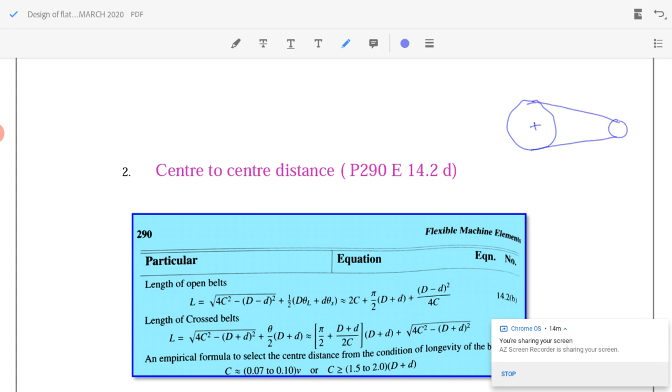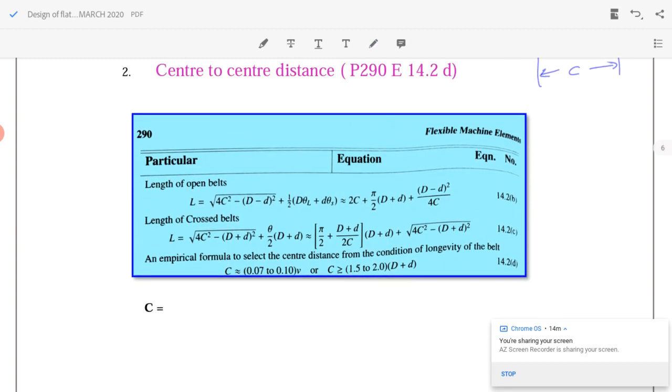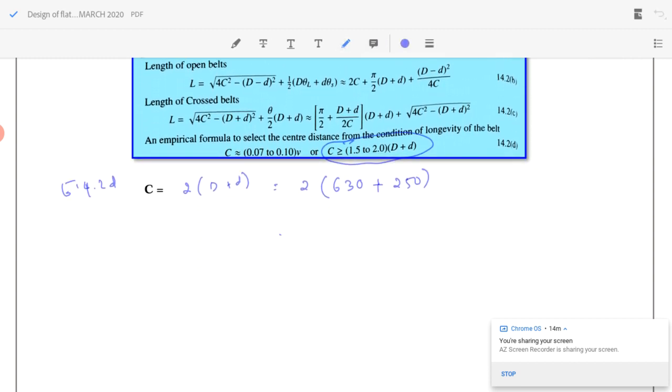Okay, so we have the belt drives. We have found the value of small d and capital D. Now we can find the center to center distance, denoted by C. Very simple equation. I will take equation 14.2d: C equal to 2 into capital D plus small d, where capital D was equal to 630 and small d was equal to 250. I will get the value C equal to 1760 mm.